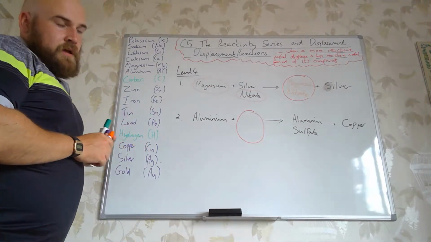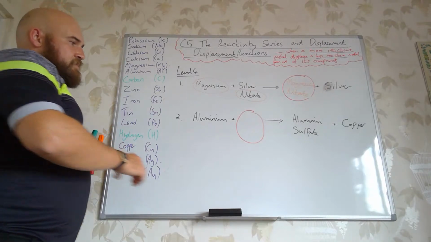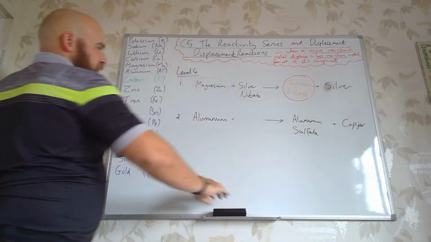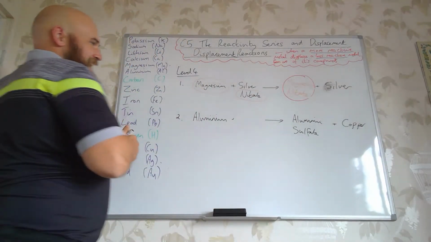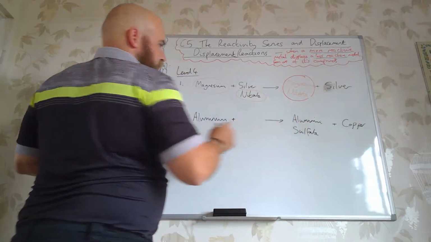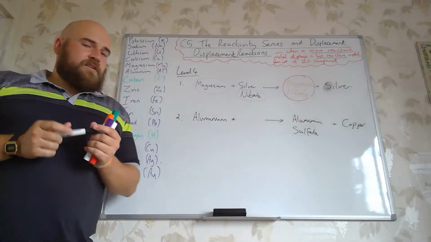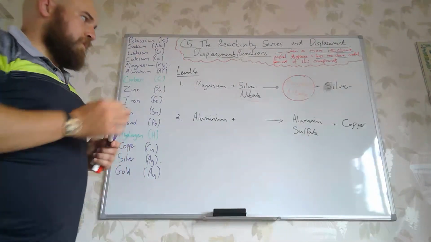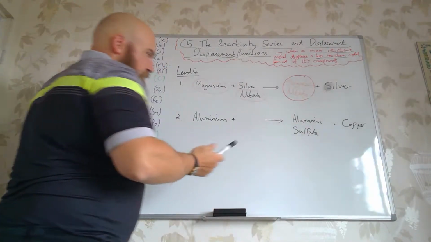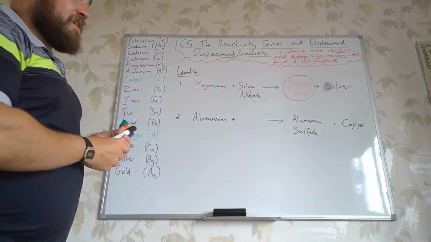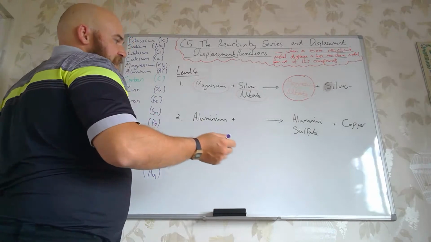All right. The next one then, it's probably a little bit more tricky, this one. So what goes in this gap here? Aluminium plus blank makes aluminium sulfate plus copper. So the aluminium is reacting with something to produce aluminium sulfate and copper. Well, whatever's the conservation of mass, right? Whatever's on the left of an equation must be on the right. And even though you can't see the symbols, you can see the names.